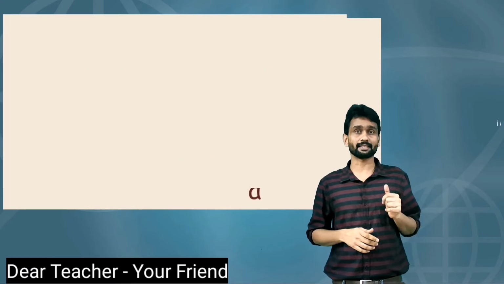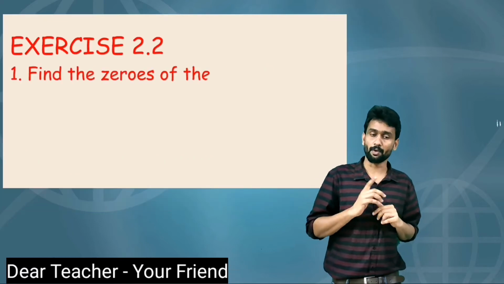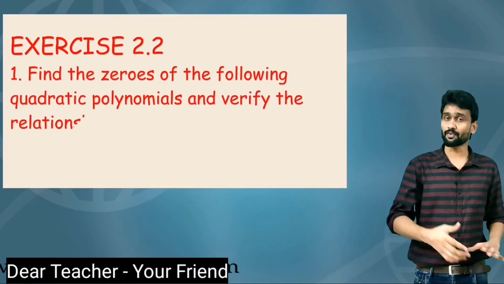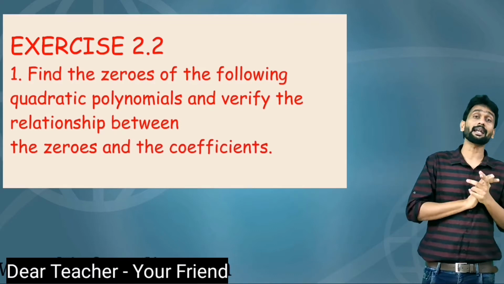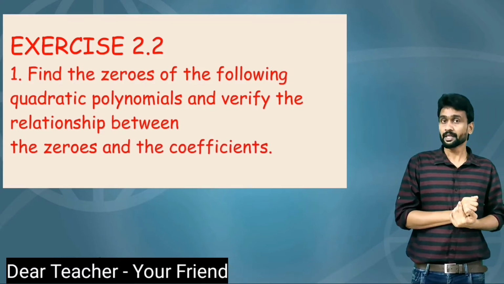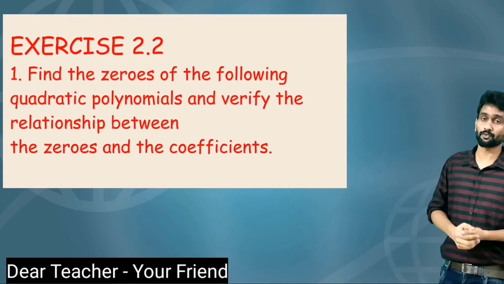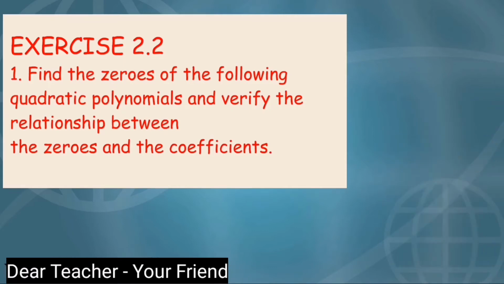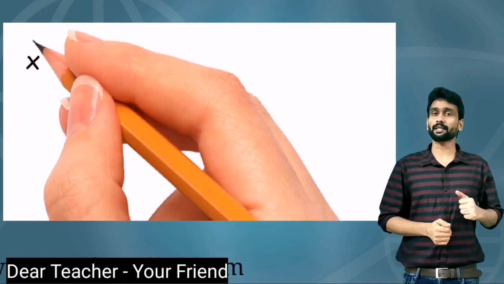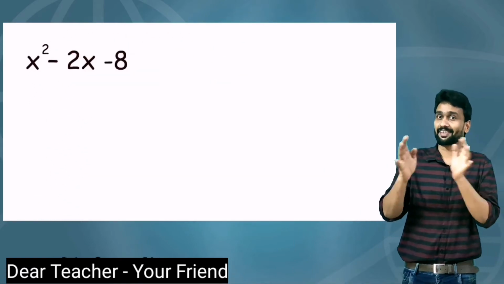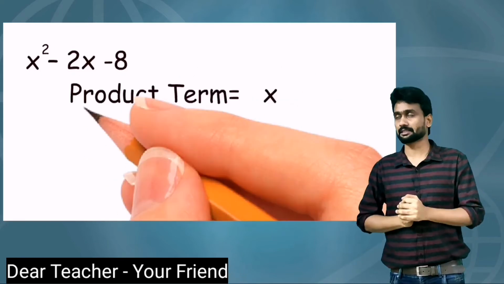Now we can solve exercise number 2.2, question number 1. Find the zeros of a quadratic polynomial and verify the relationship between zeros and the coefficients. First we need to find out the zeros. The first question is x square minus 2x minus 8. Here we can use that trick we discussed before.